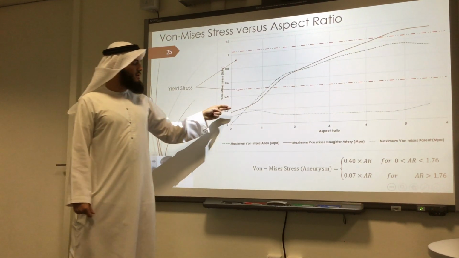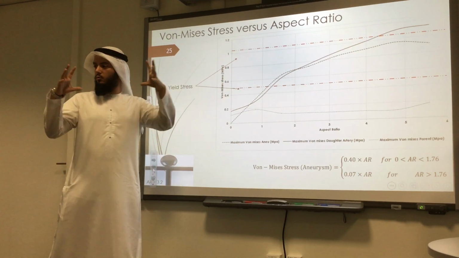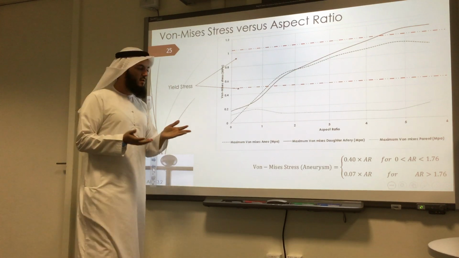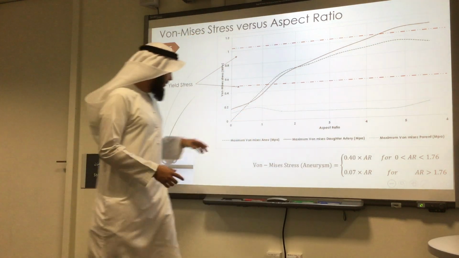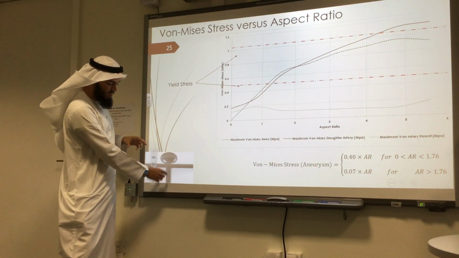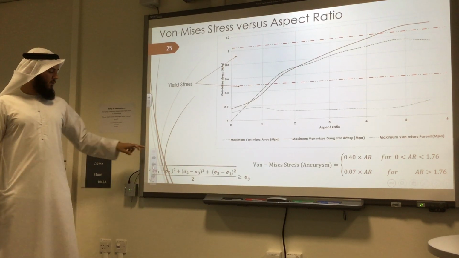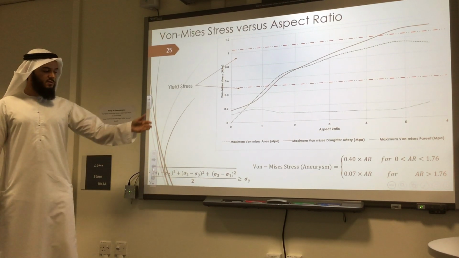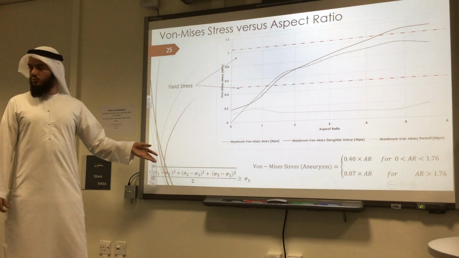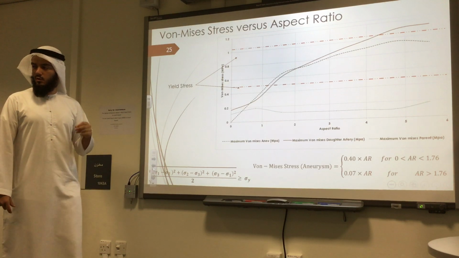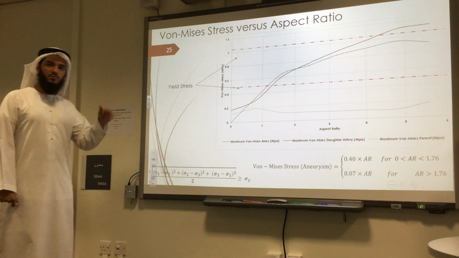And the parent artery, this one, is not affected because whenever you enlarge your aspect ratio, it's not getting any effect, because the thing growing is the aneurysm, not the parent artery. This is the equation of von Mises versus yield stress. Basically, if it is above or equal to the yield stress, you are expecting your aneurysm to rupture. But of course, this is one criterion. You can use another criterion to be sure.